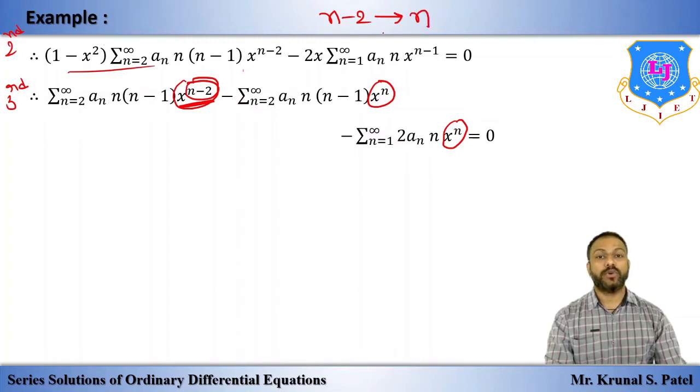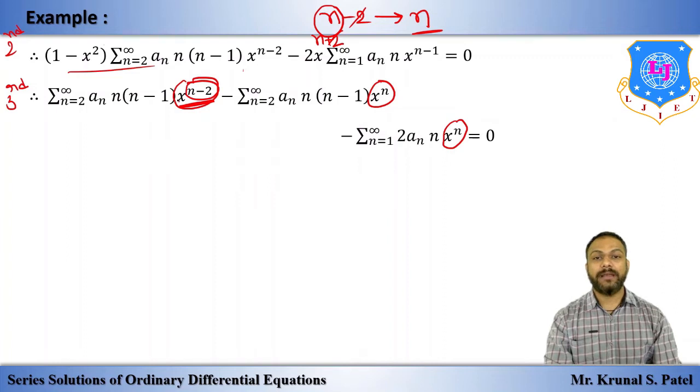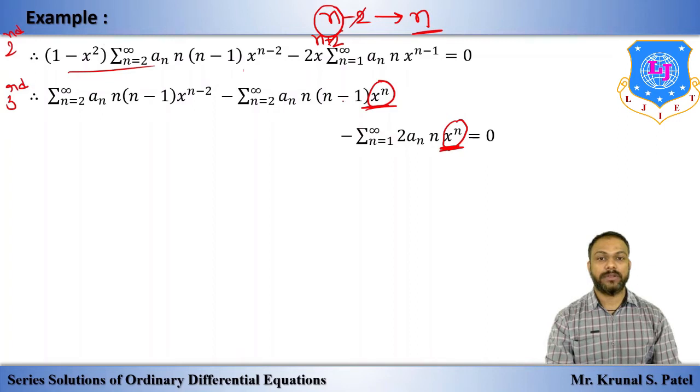So we want to make n minus 2 into n. What will we put here instead of n? We can put n plus 2, so the 2 will be cancelled out and we have n. So we will replace n by n plus 2 in the first term only, not in the second and third, because the second and third terms already have x raised to n as it is. You can make any of the powers, but here we have two terms with x raised to n, so we'll change only the first term.